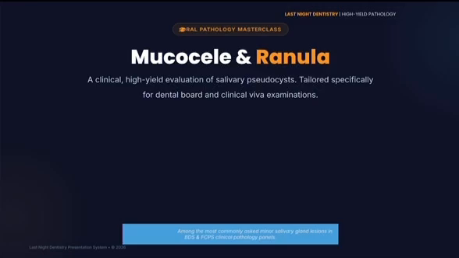Today we are going to discuss a very important and frequently asked topic in oral pathology and oral surgery known as Mucocele versus Ranula. Both are common reactive lesions caused by mucus escape from salivary glands. Mucocele is one of the most common swellings in the oral cavity, especially in young patients. So, this topic is high yield for your BDS exams, FCPS exams, because examiners love to ask differences, clinical features, and management. Let's understand it step by step.